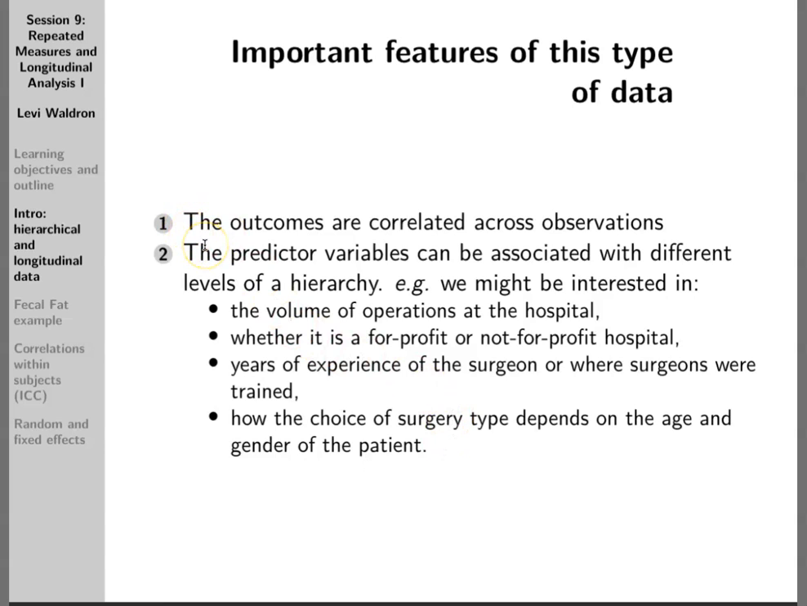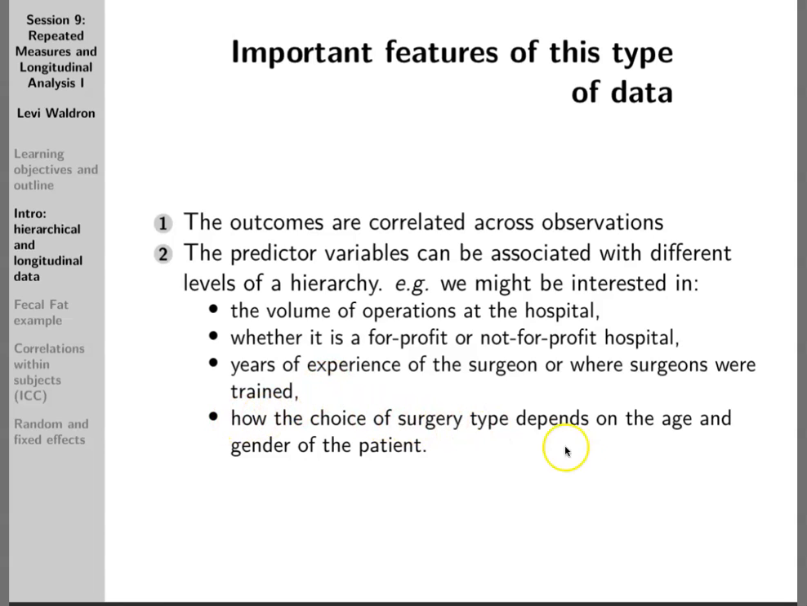And second, the predictor variables can be associated with different levels of hierarchy. So for example, we might be interested in the volume of operations at a hospital, whether that hospital is for-profit or not for-profit, so that it is a covariate or a predictor at one level of the hierarchy that applies to everything below that level of the hierarchy in the data. Another example, years of experience of the surgeon or where the surgeons were trained. So that's a covariate existing then at a lower level of this hierarchy.